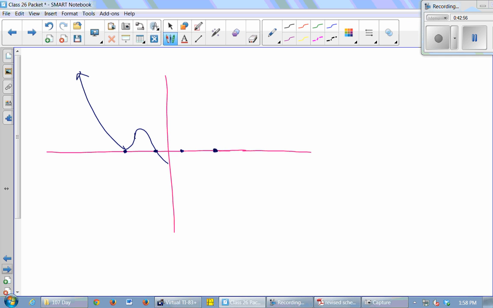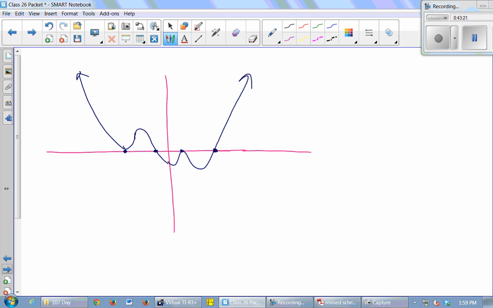And then what's the multiplicity at 1? Even, it's 2, it's even, so it has to bounce off of that one. And then it comes back and goes through that one and goes up. I mean, this is a very rough sketch. We don't know how low they go, stuff like that. So we have a very rough sketch.